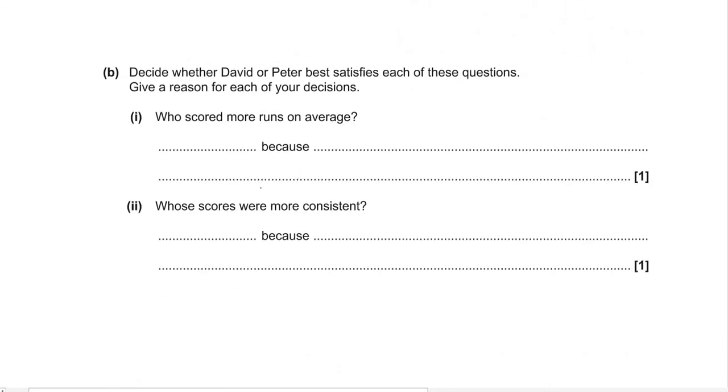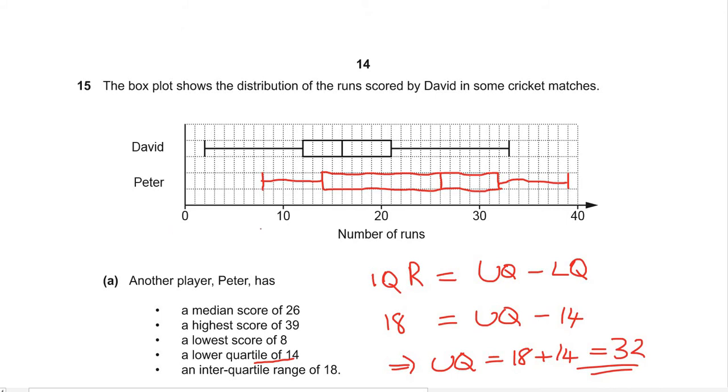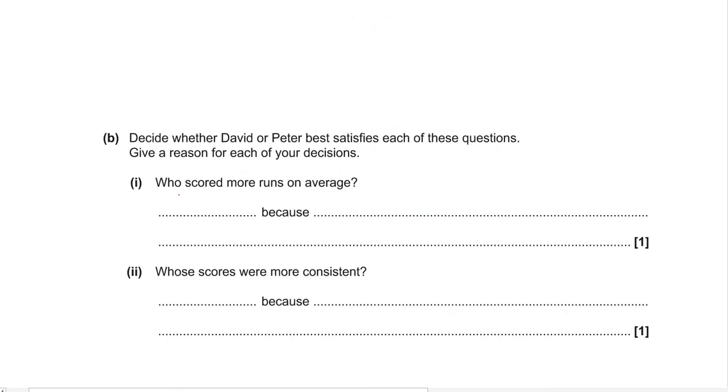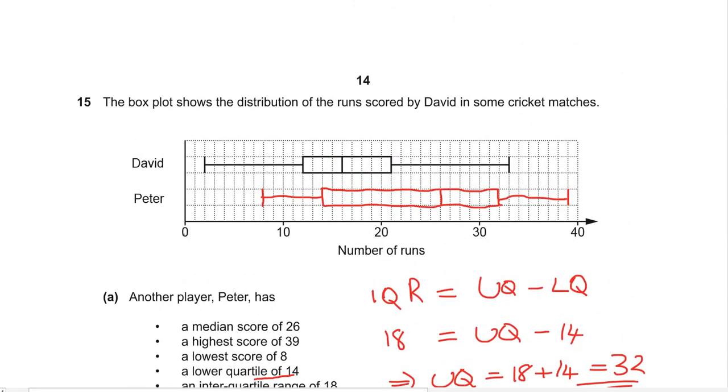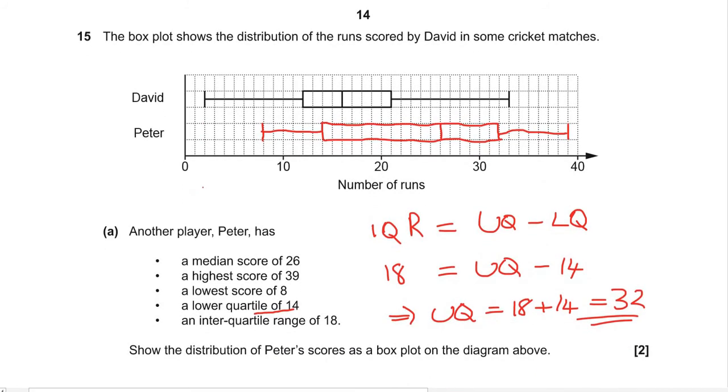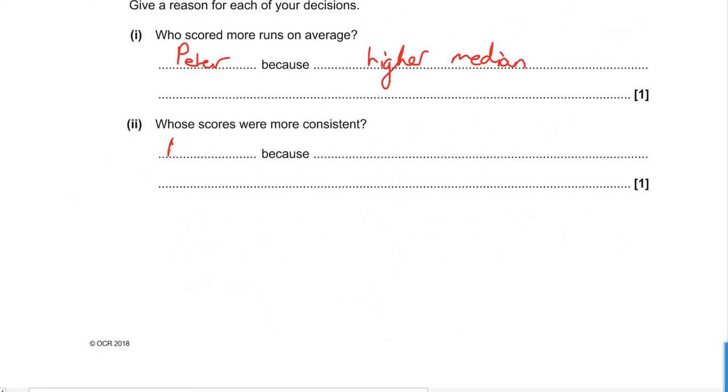Right, decide whether David or Peter best satisfies each of these. Who scored more runs on average? Well, you hear the word average and you should think median. So Peter has a higher median, so Peter. Whose scores were more consistent? Again, you hear the word consistency, you should think of the interquartile range. So David clearly has a smaller interquartile range. If you look at the size of that compared to this one. So David, smaller IQR.